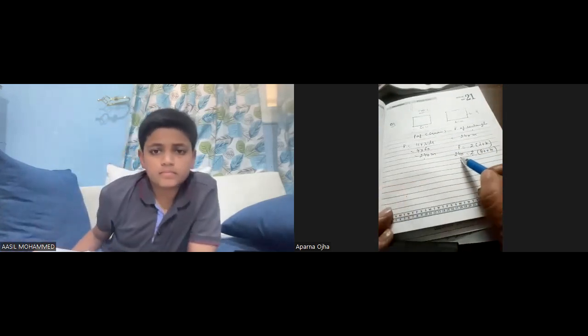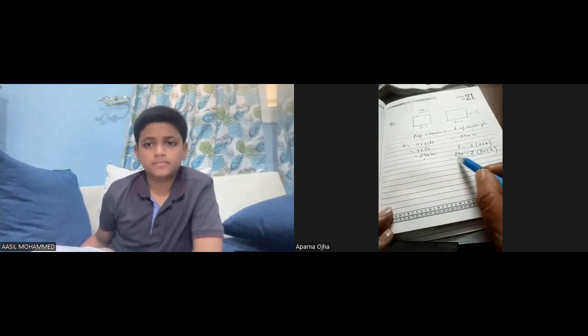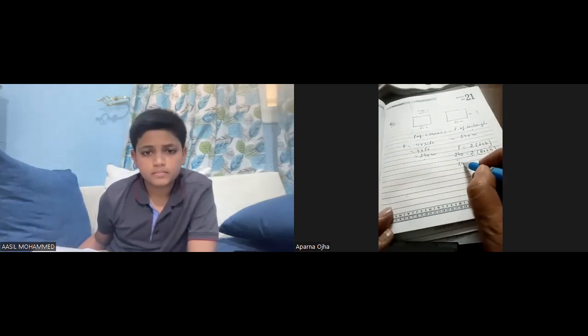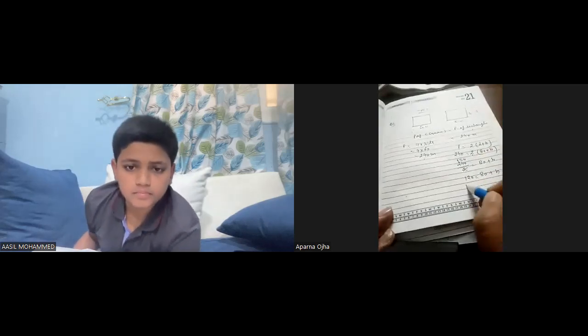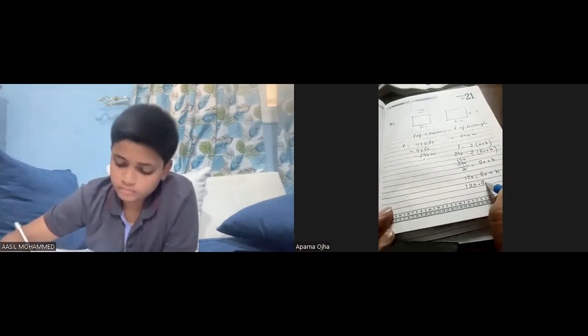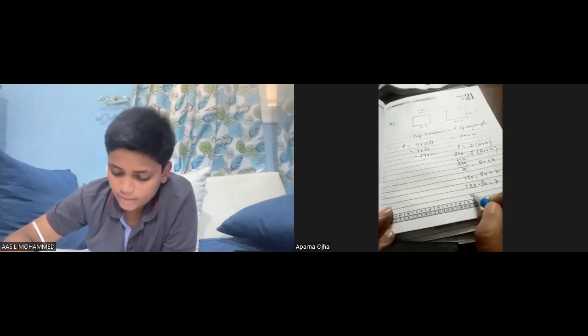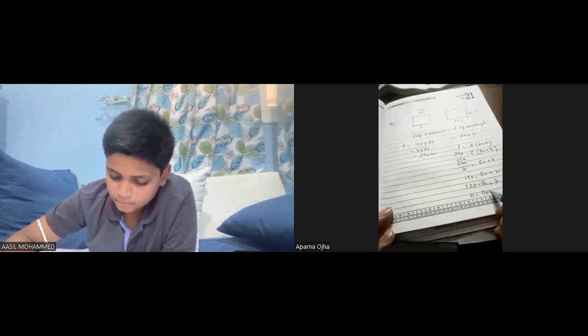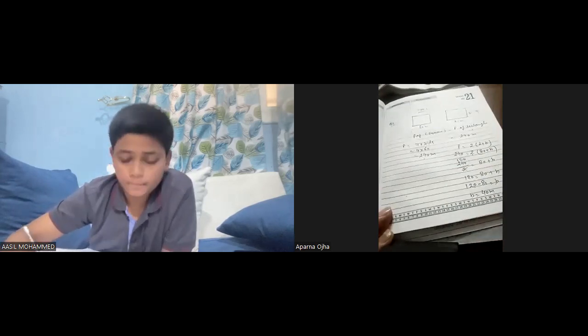How can we make it easy? Divide the perimeter by 2: 240 divided by 2 equals 80 plus B. So 120 equals 80 plus B. When you bring the 80 to the other side, it becomes minus. So the breadth is 120 minus 80, which equals 40 meters.